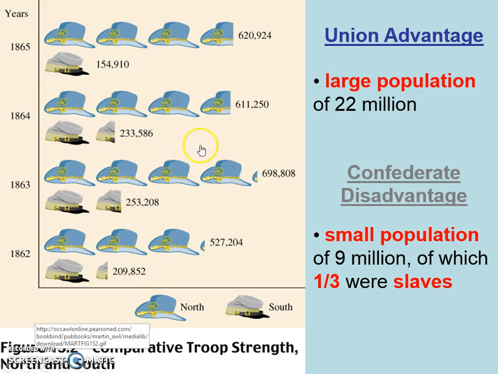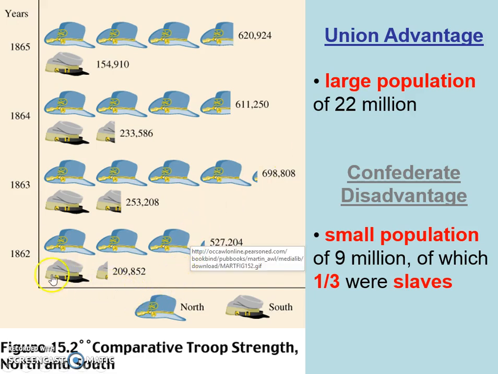The Union had a large population of around 22 million people, whereas the Confederates had a smaller population of about 9 million, a third of which were slaves and were not going to be able to fight. So if we look here, at the beginning of the war, you see that the North had about a 2-to-1 advantage in soldiers, but as the war progresses, by the last year of the war, that advantage has increased to almost 4-to-1, and this is going to be very critical as the war progresses.